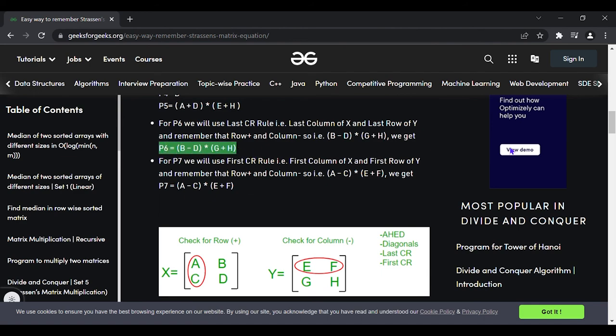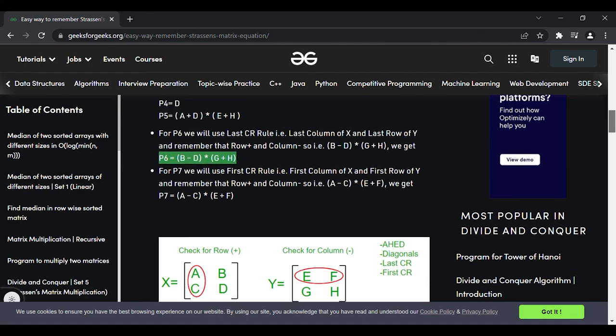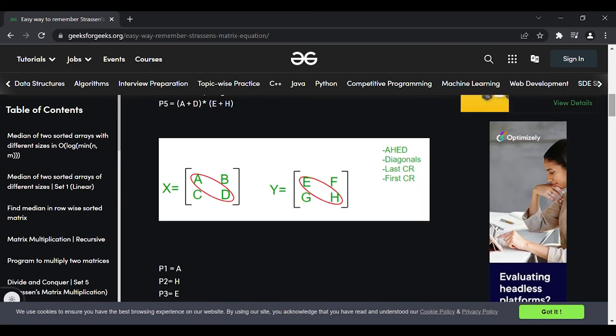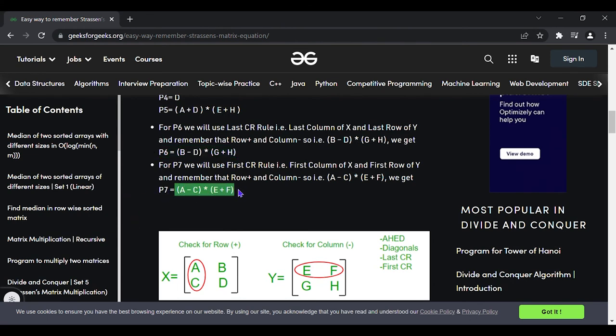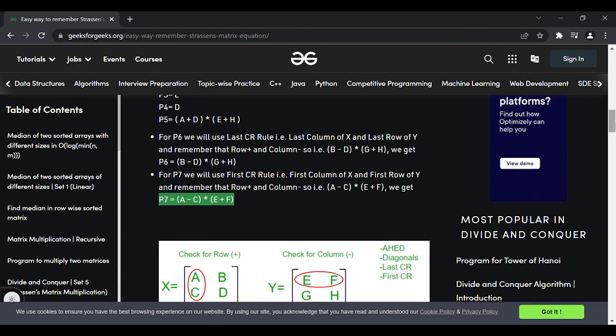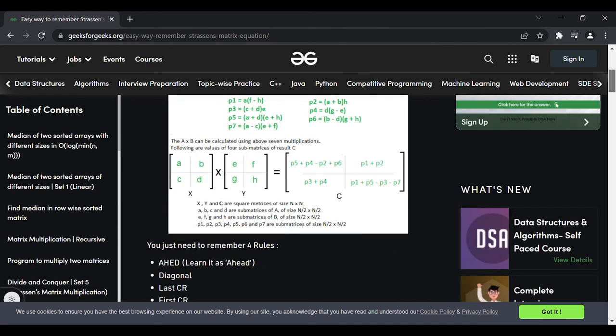For P7, the first CR rule: what you are going to do is first column, row. In the first column you have to minus, A minus C, and in the row plus, E, so A multiplied by E plus F. So (A minus C) into (E plus F). So you got P7 and P6, and how many computations did you have to do? You had to compute 7 computations.